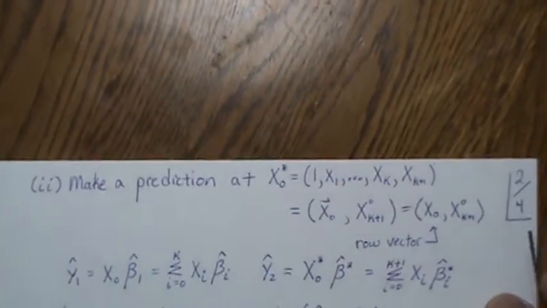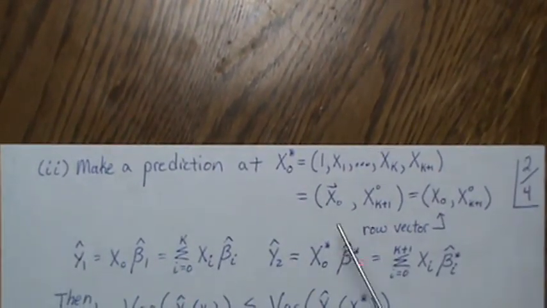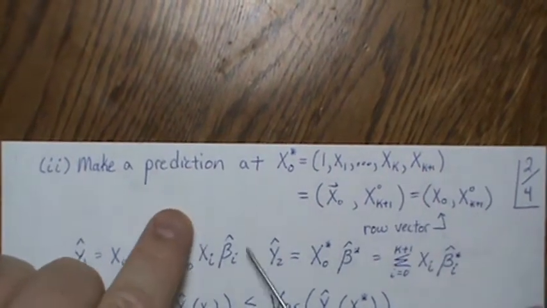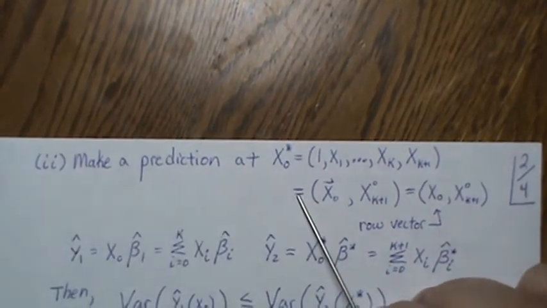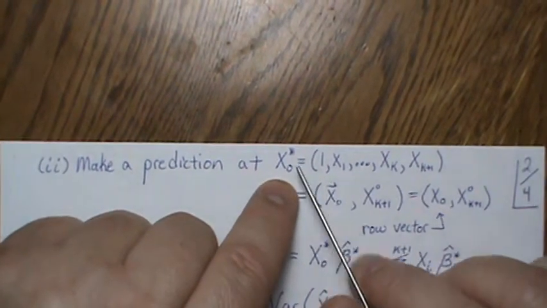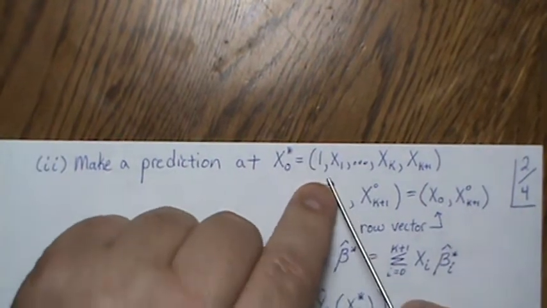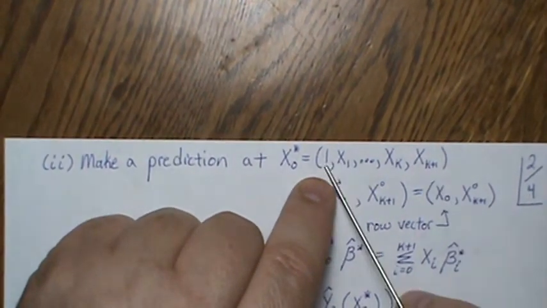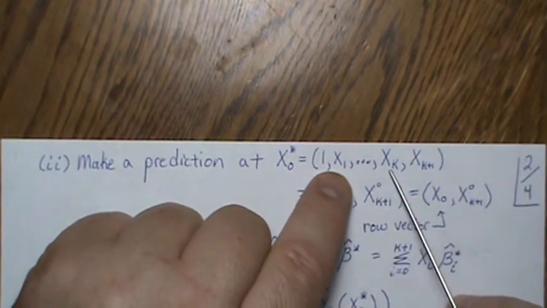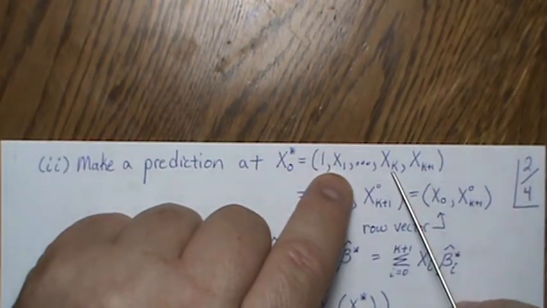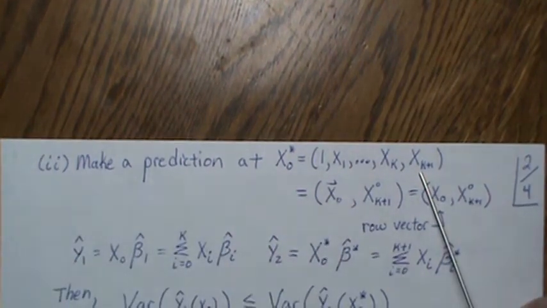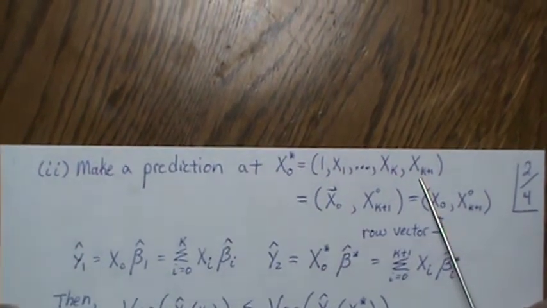The second property in overfitting is this. We want to look at the prediction and what it does. And to make a prediction, we need an x value. So we're going to call that x naught star, or x0 star. And so this is it. Remember, the 1 corresponds to the beta 0 parameter. And then we have k predictors from the true model. And then we have the k plus 1th predictor, where we've overfit the model.